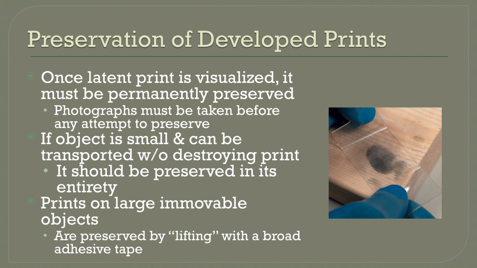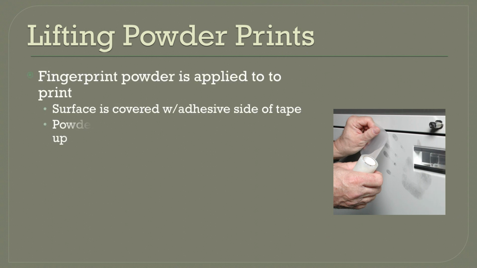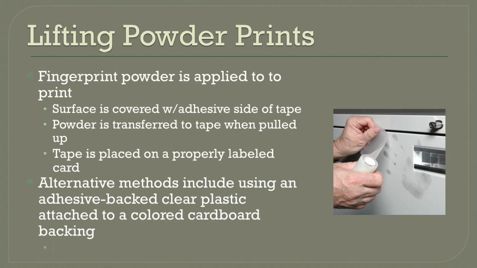However, if the print is on a large immovable object, prints are preserved by what we refer to as lifting with a broad adhesive tape, which we'll talk about in a moment. But the most common type of lifter is very similar to Scotch tape. So fingerprint powder is applied to a print, and this is to visualize it. Once visualized, to lift it you cover that surface with the adhesive side of the tape, and the powder is then transferred to the tape when it's pulled up.